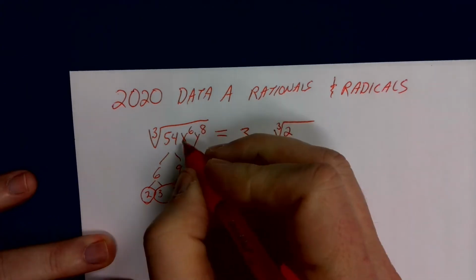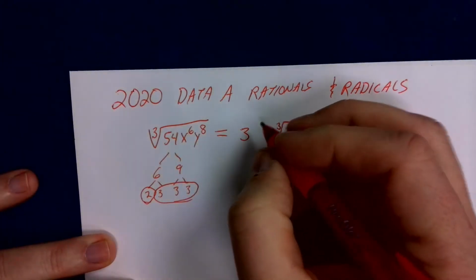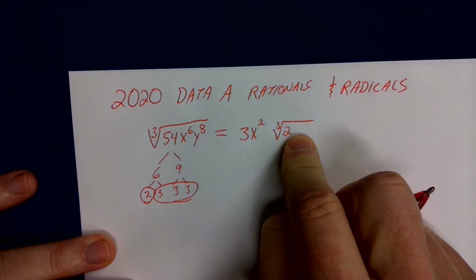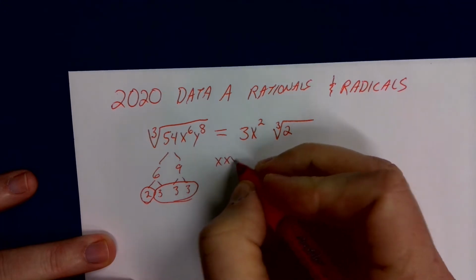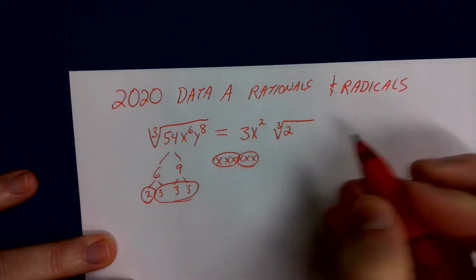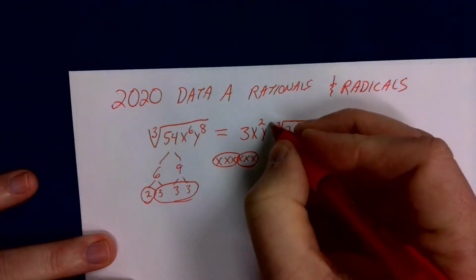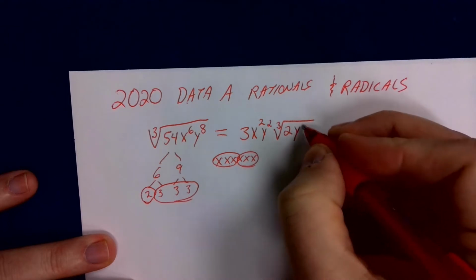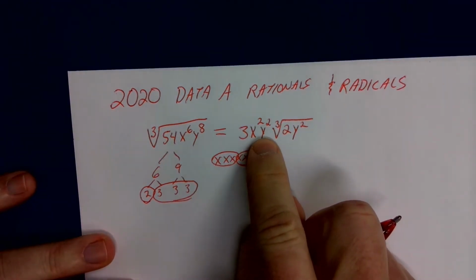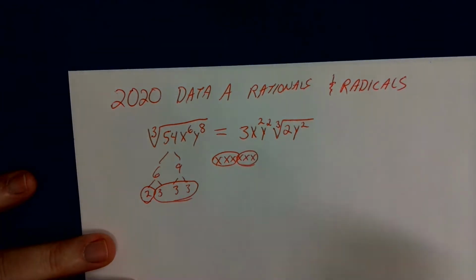X to the 6th is really 6 x's, or 2 sets of triplets. So I can pull an x squared out, and there's nothing left inside here. Again, because I had 6 of them. There's one set of triplets. There's another set of triplets. I have 2 on the outside that are real. Y to the 8th gives me a y squared on the outside and a y squared on the inside. This y squared represents 2 sets of triplets from the inside, and that is that one.